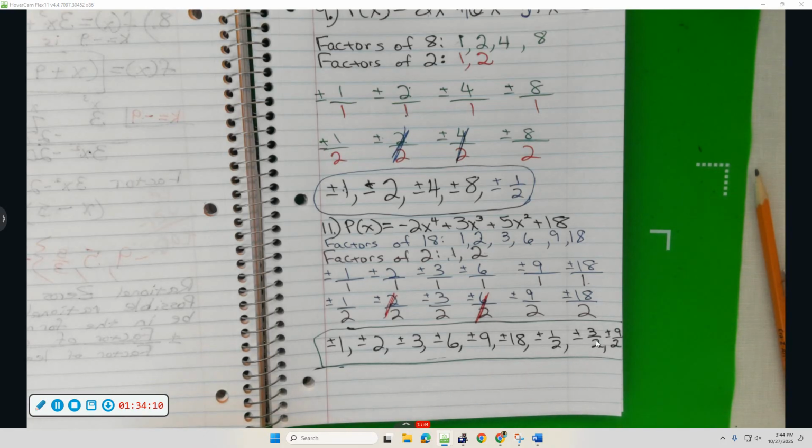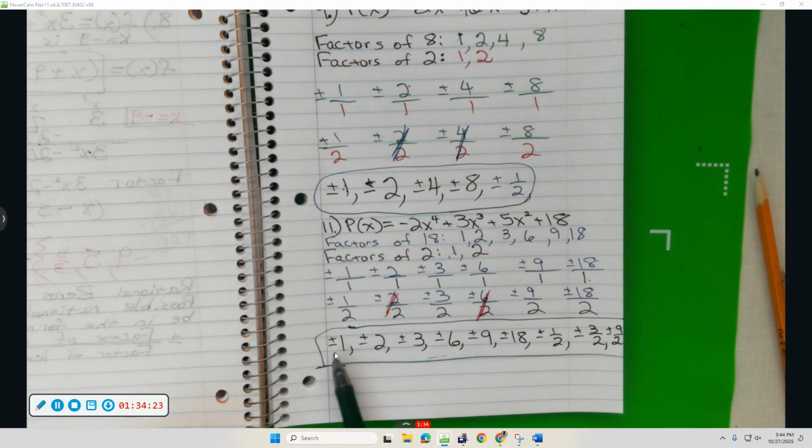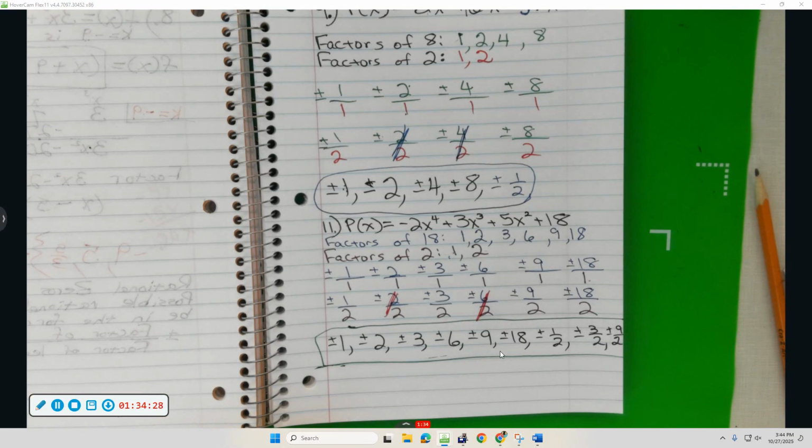And as I said, how many of these would actually give us 0? The maximum number would be what? 4. You couldn't have more than 4 of those. You say, well, there are 18 numbers there. Yes, but of those 18 numbers, no more than 4 of them could actually be zeros.